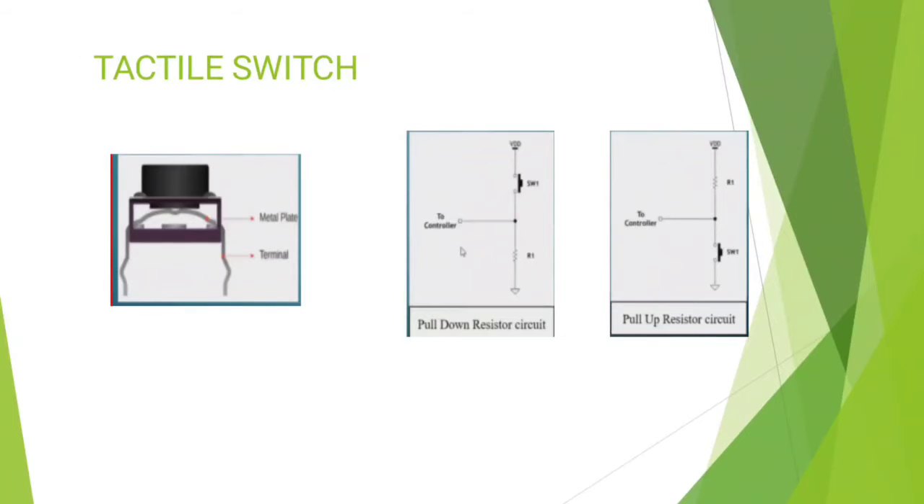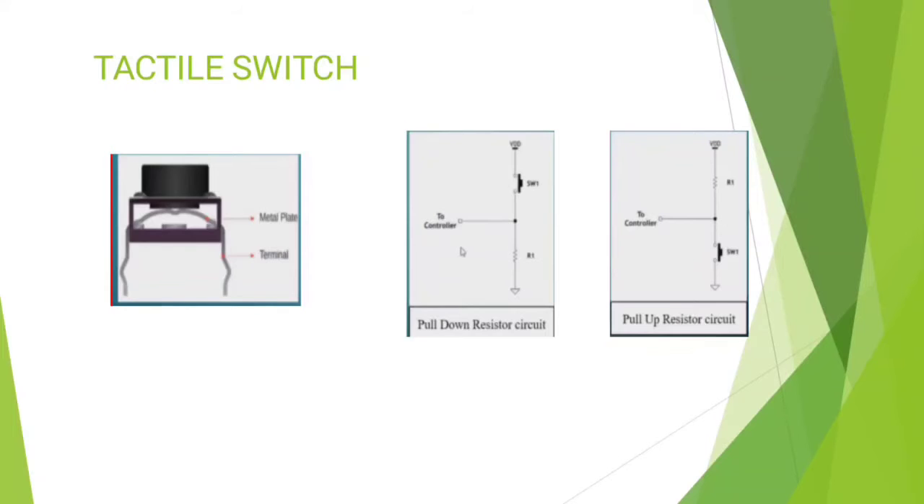So what is a tactile switch? A tactile switch is a metal plate and a terminal. In this diagram, we see the pull down resistor circuit and pull up resistor circuit. In the pull down circuit, if the switch is open, the controller reads 0, as the resistor is connected to ground.